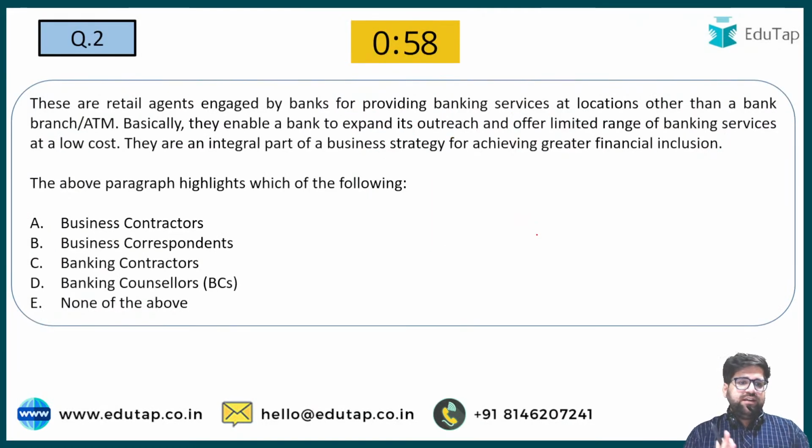Question number 2, my friends. Now we are moving ahead in the field of financial inclusion. This is regarding retail agents which are engaged for providing banking services at locations other than a bank or ATM. So you have to identify that particular entity from this question. I need answers for question number 2. Let's see who gives me the right answer right now.